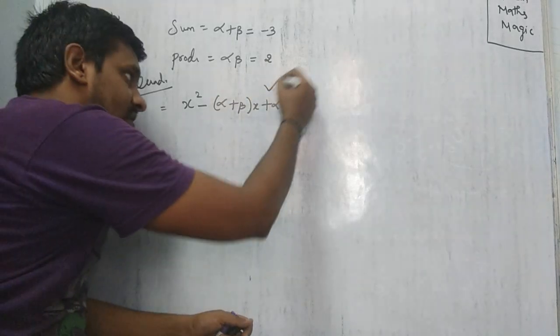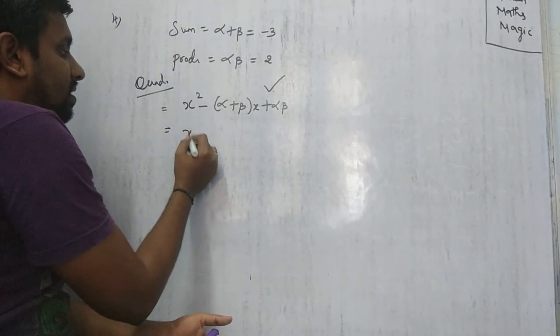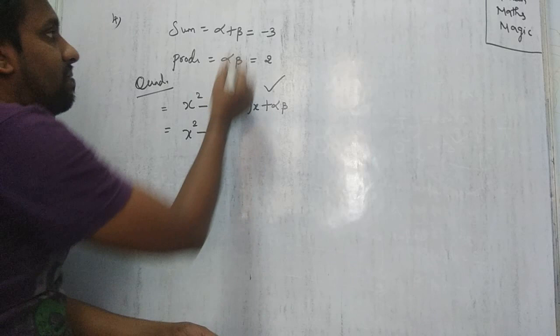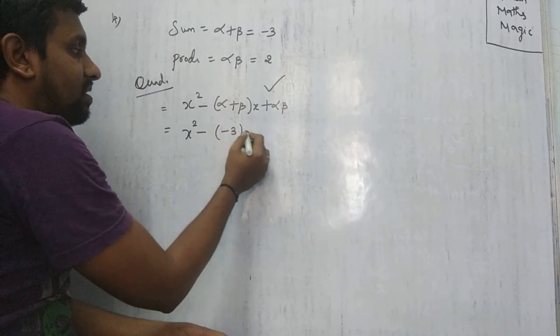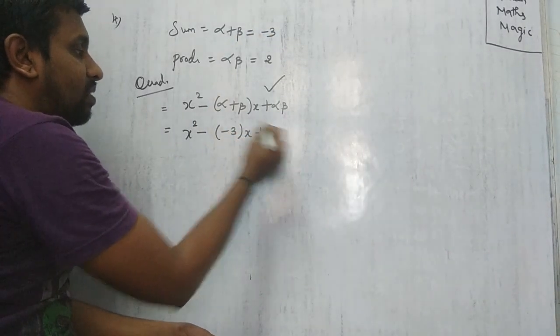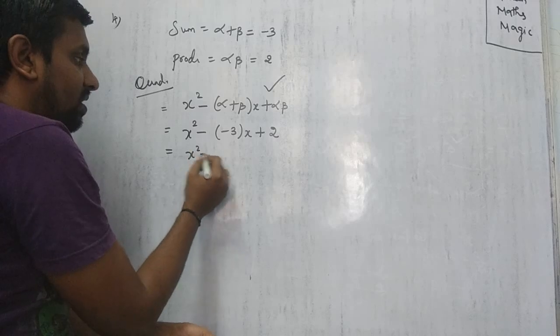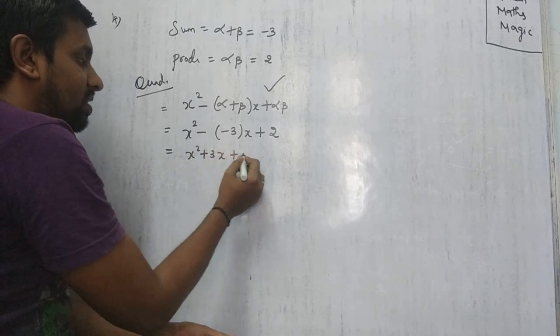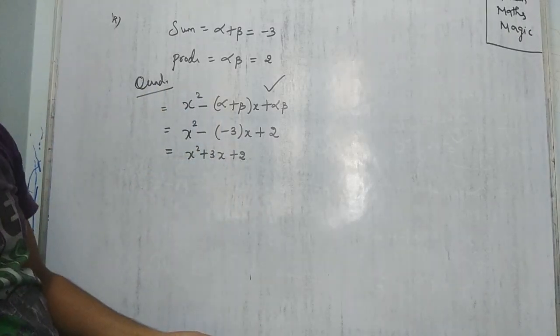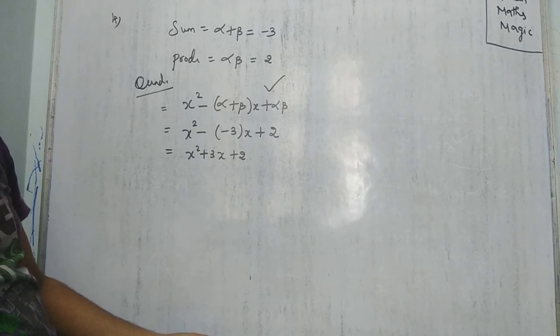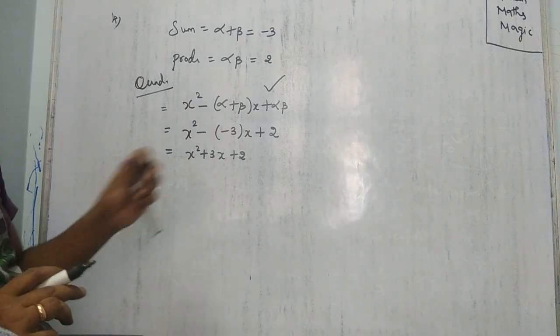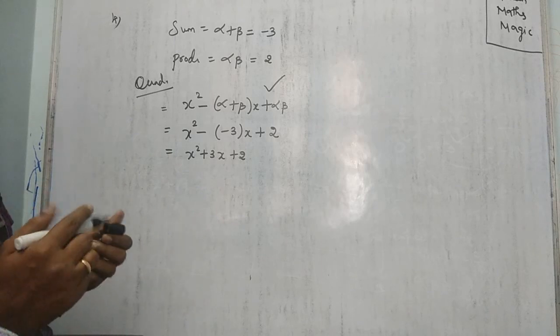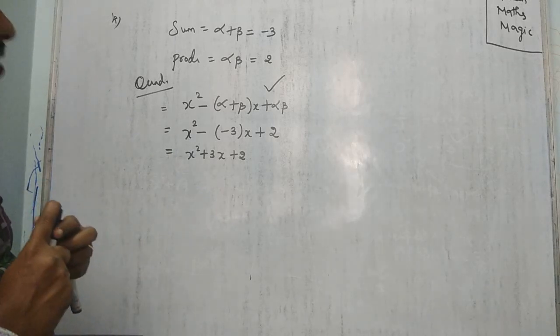This is our shortcut. So what is the number for alpha plus beta? -3 into x. For alpha beta, the number is 2. Therefore finally I got x square plus 3x plus 2. So you should check what your book answer is. Your book answer is x square plus 3x plus 2. So this is the shortcut to find out the quadratic polynomial.